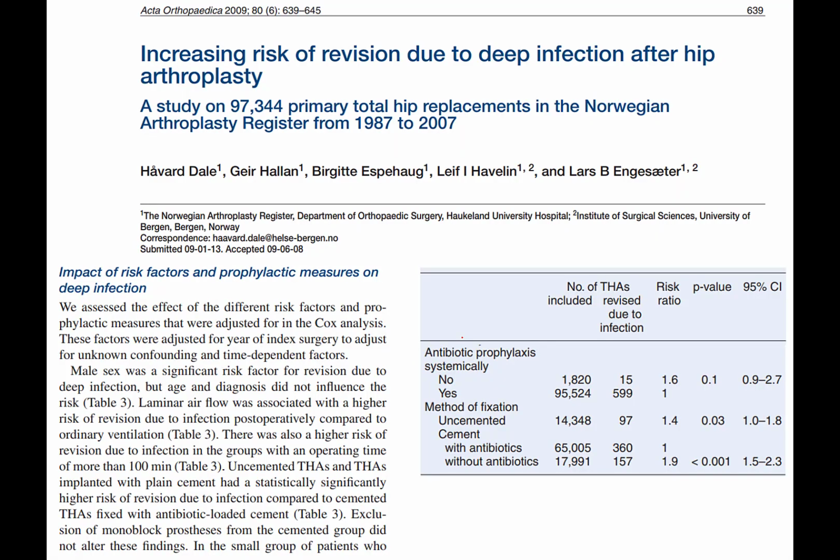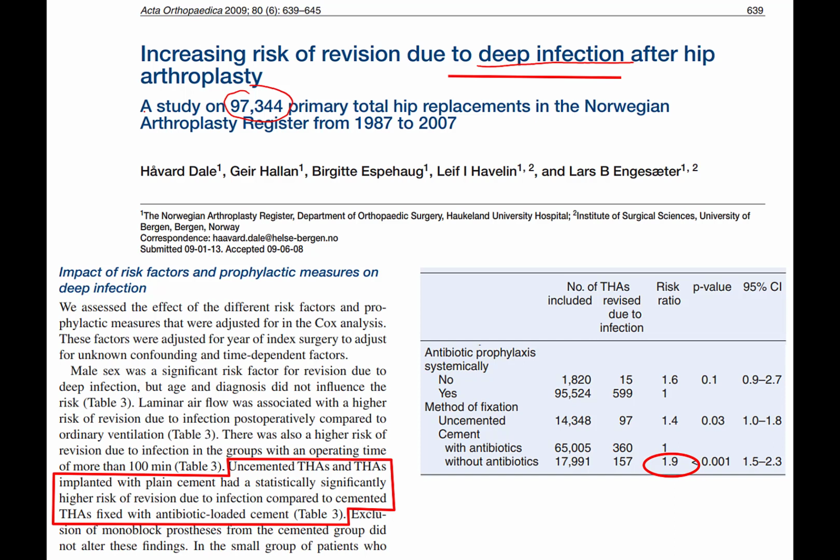The reason this is important is because of the potential for deep infections. So, and this could even be late infections, so many, many years after implantation. So this paper that I pulled, so this is from a Norwegian study, but you see they have lots of hip implants that have been studied here. Deep infections again. They were looking at uncemented total hip arthroplasties versus cemented total hip arthroplasties with and without antibiotics. And they concluded in this study, so they were looking at almost 100,000 cases here.